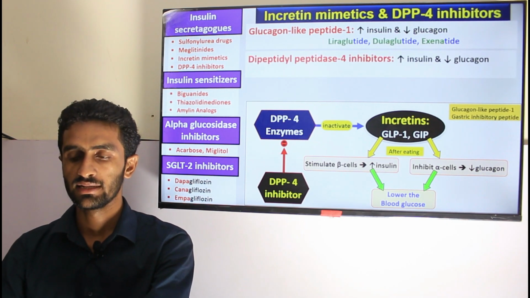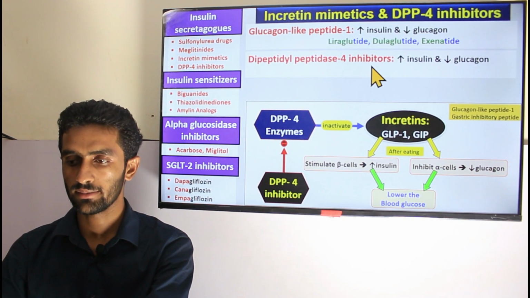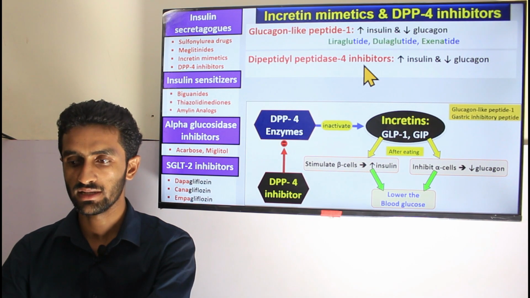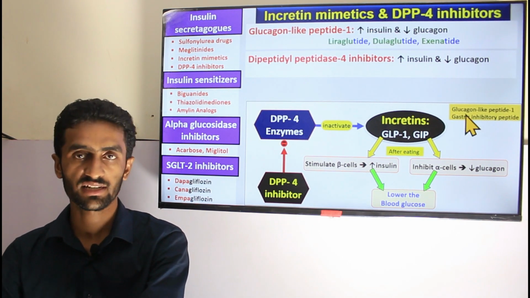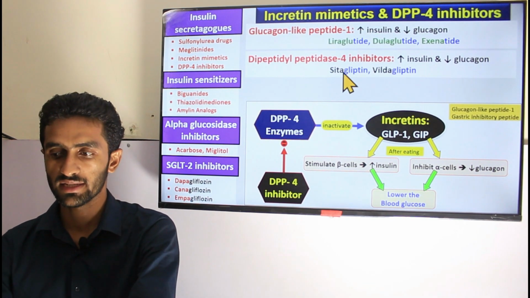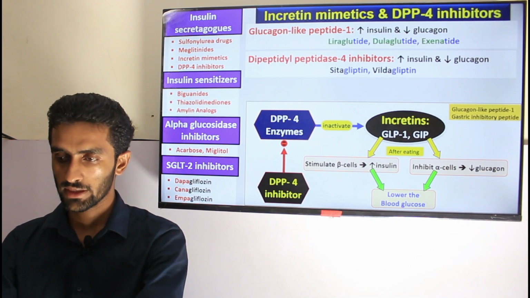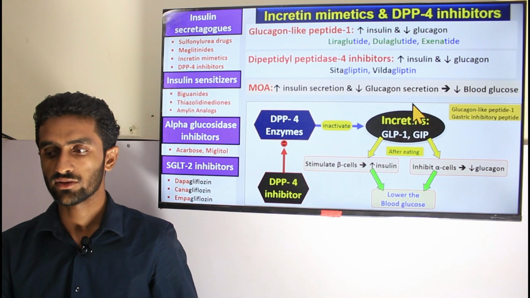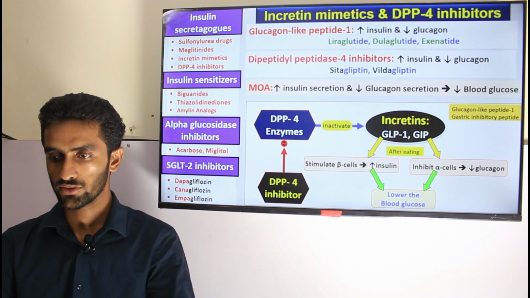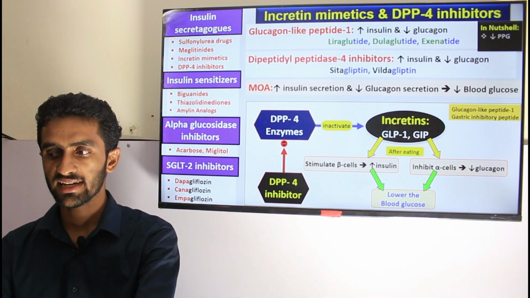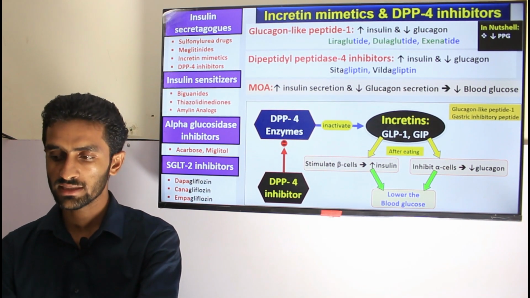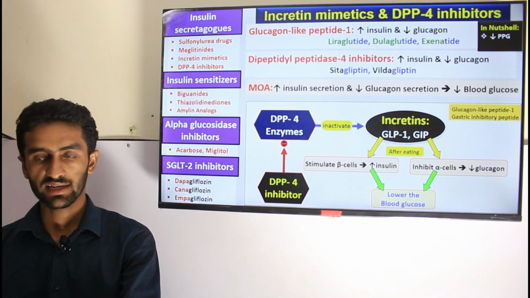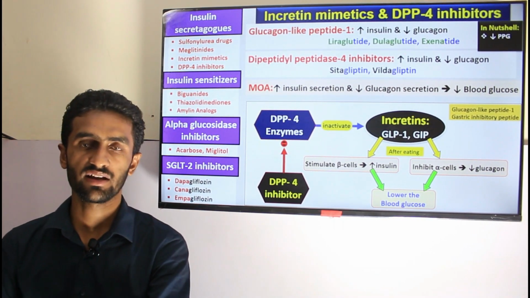Okay, while these are the mimetics, these are the DPP-4 inhibitors, dipeptidyl peptidase 4 inhibitors, which increase insulin and glucagon. Here we have gliptins: sitagliptin and vildagliptin. Their mechanism of action is increasing insulin and decreasing glucagon, which decreases the blood glucose. So in a nutshell, they are decreasing the postprandial glucose because their secretion occurs after eating.